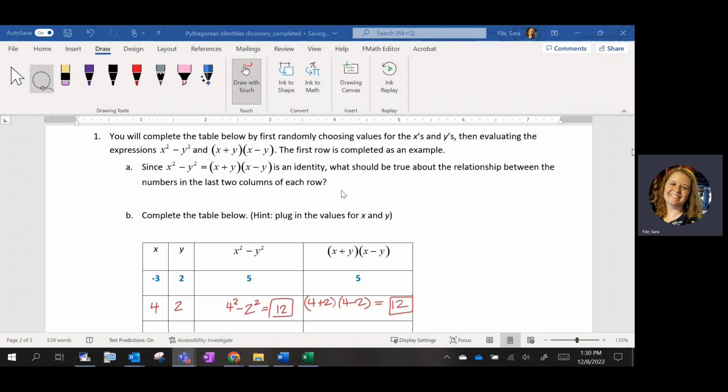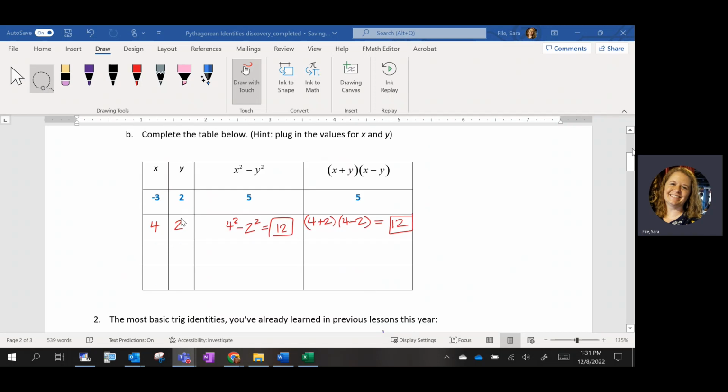So I just did, there's one already filled in as an example for you, but then I wanted to fill in another one showing the work so you knew exactly what it was you were supposed to be doing. So you can see if I randomly chose 4 and 2 as my X and Y, if I plug in a 4 for X and a 2 for Y into this X squared minus Y squared, I get 16 minus 4, which is 12. And if I plug it in here, I get 4 plus 2 and 4 minus 2. That's 6 and 2. 6 times 2 is 12. So those came out the same.